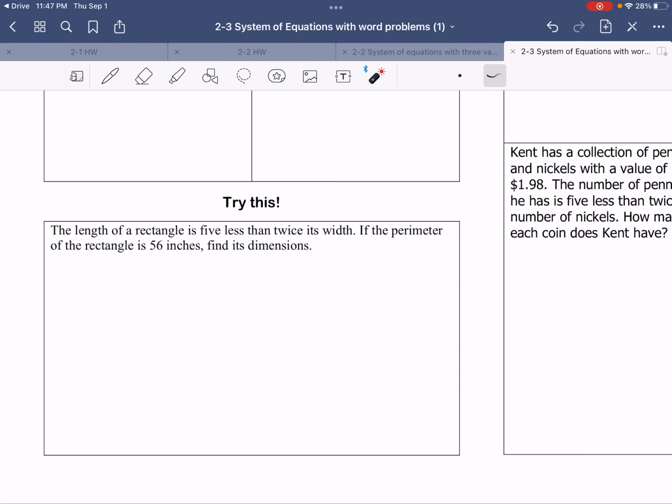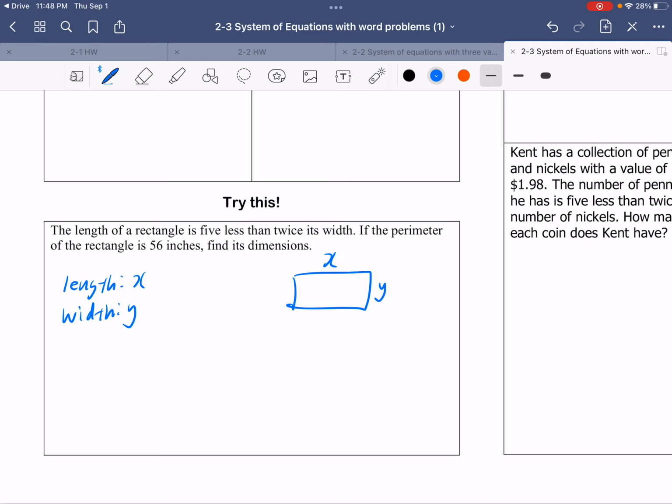So let's do this. It says the length of the rectangle. We don't know what it is, 5 less than twice its width. And if the perimeter of the rectangle is 56 inches, find the dimensions. So dimensions means length and width. We don't know the length of the rectangle. So for the length, I will put it as x. For the width, I will put it as y. And we have a rectangle here, and I will put length as x and width as y, okay?